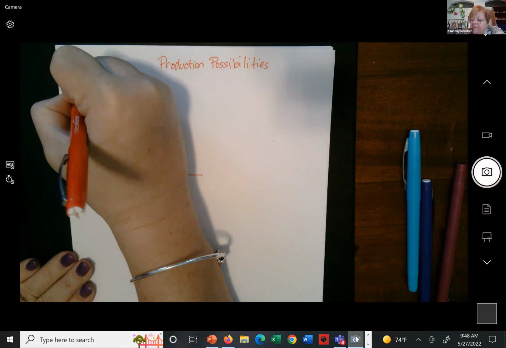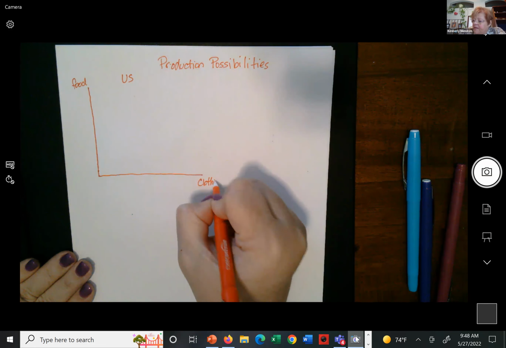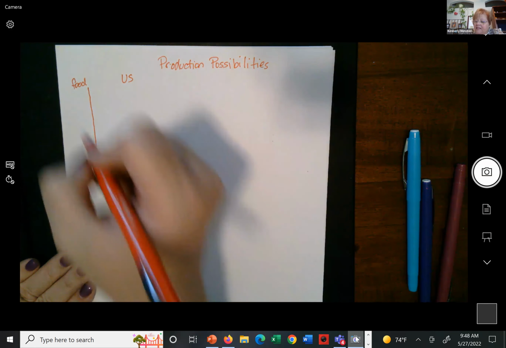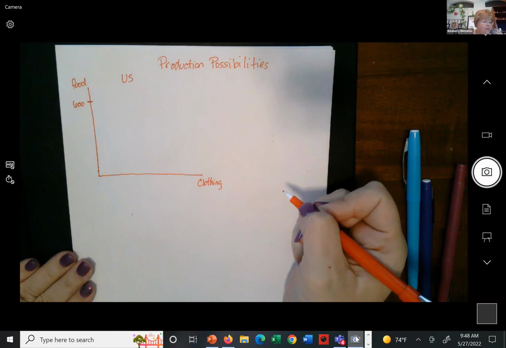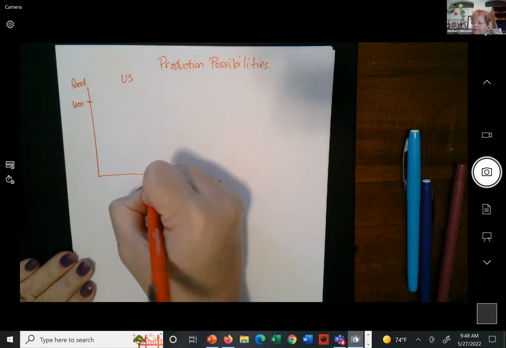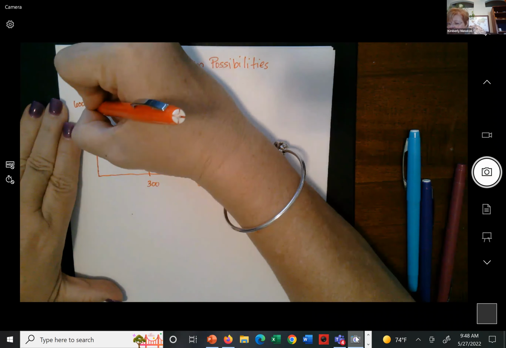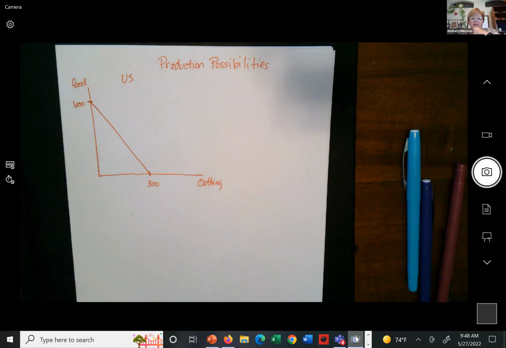Okay, remember, it doesn't matter where we put food and clothing. And so if the US completely specializes in food, we'll have 600 food. If they completely specialize in clothing, we'll have 300 clothing. And so we just have a straight line PPF for them, for the US.